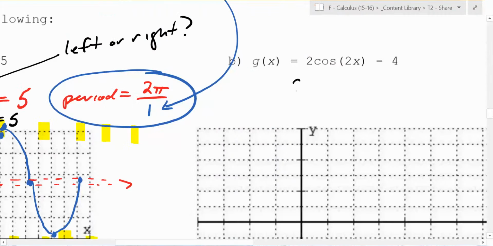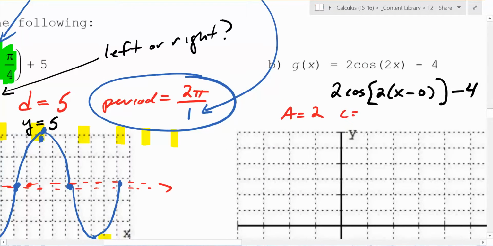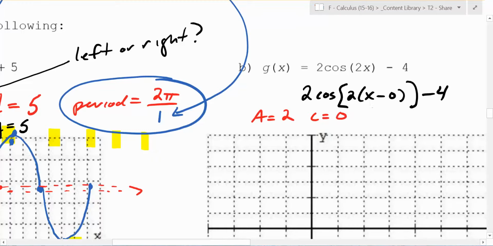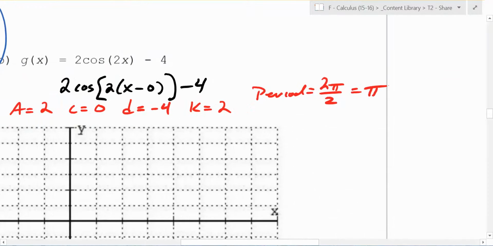So this is 2 cosine of 2 times x minus what? Minus 4. In this case, what's the amplitude? 2, so the a value is 2. What's the c value? 0, it doesn't shift left or right. What's the d value? Negative 4. What is the k value? What's out front of the x? 2. So what does that mean the period is? 2 pi over 2, which is indeed pi.